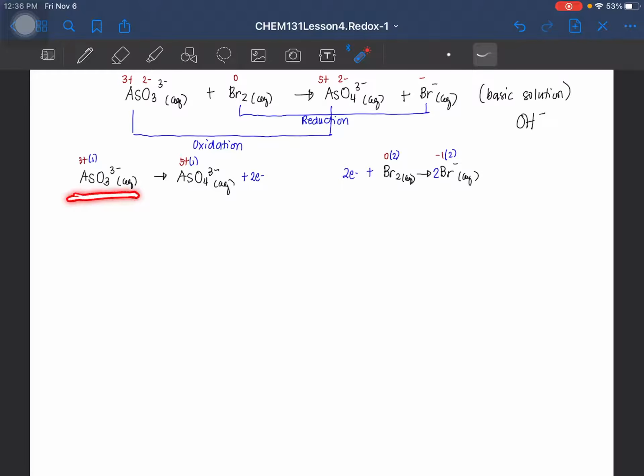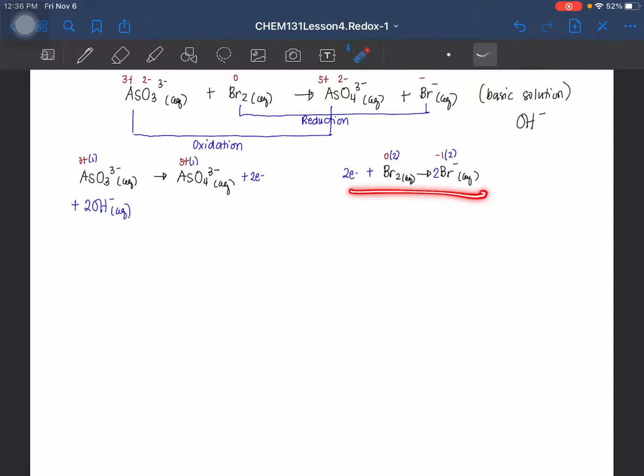So, what is the total charge on the left side? It's -3. What is the total charge on the right side? It's -5. So, which is more positive, -3 or -5? It is -3. So, what is their difference? It's 2. So, we add 2 OH on the left side. So, +2 OH aqueous. Okay?